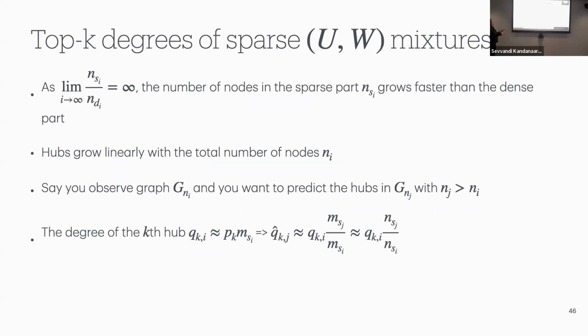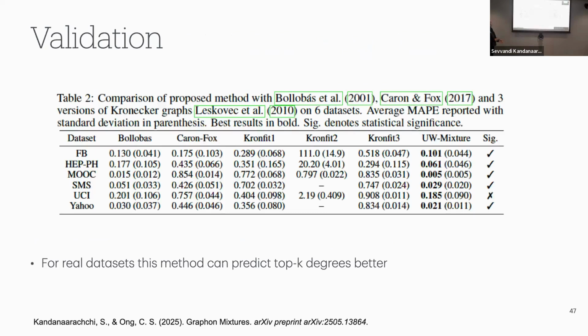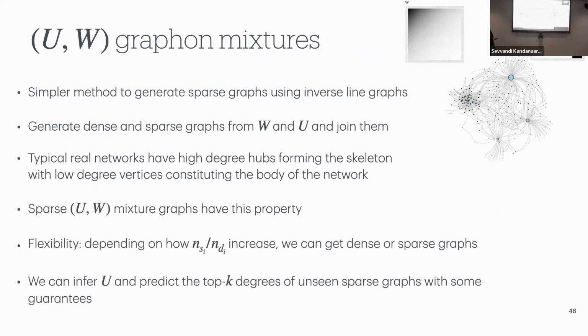So given a sequence of graphs, if you say, for the next graph that has 1,000 nodes and we've only observed 500 nodes, what are the degrees going to be like? We can estimate the degree of the kth hub. It is a very simple estimation that we can do, and then we can get error bounds on these as well. So the degree distribution can be estimated. And in the paper, we show that our method performs better compared with some of the other methods.